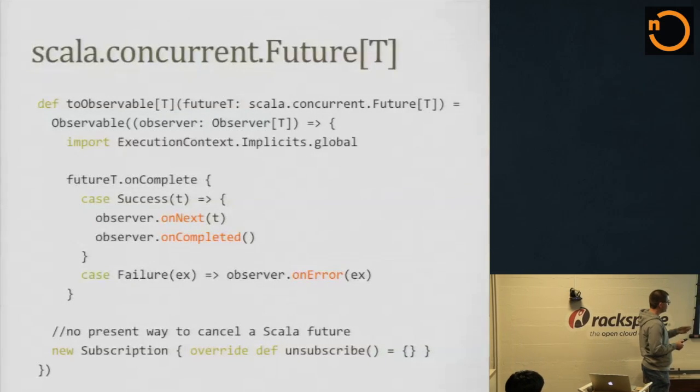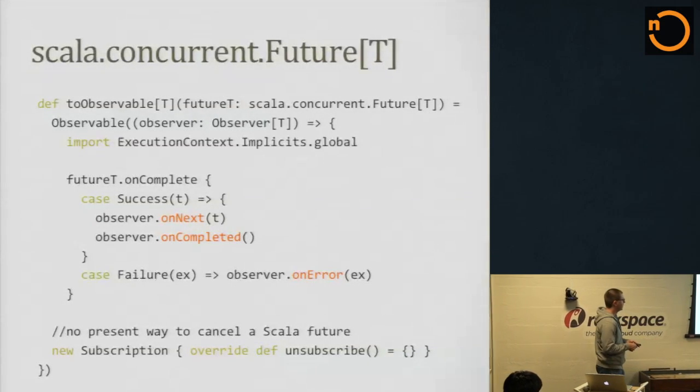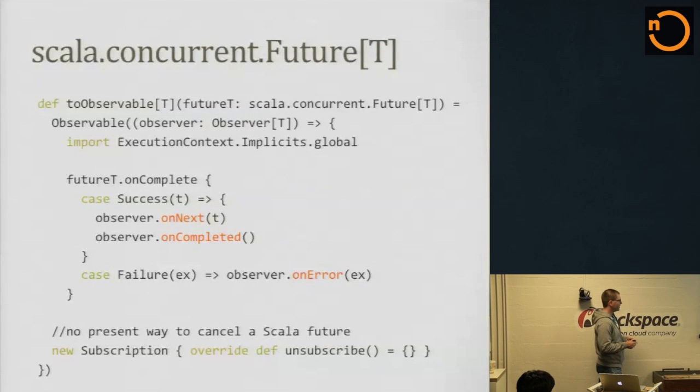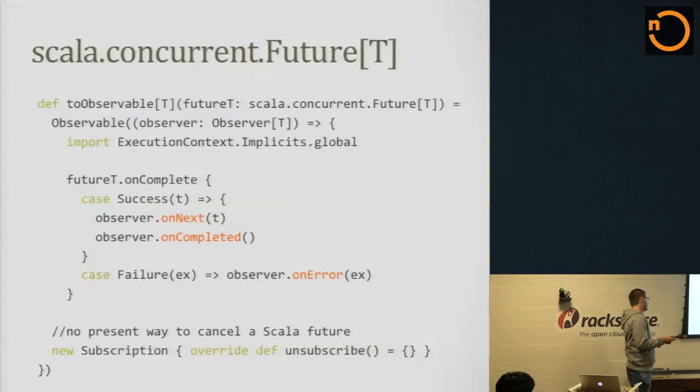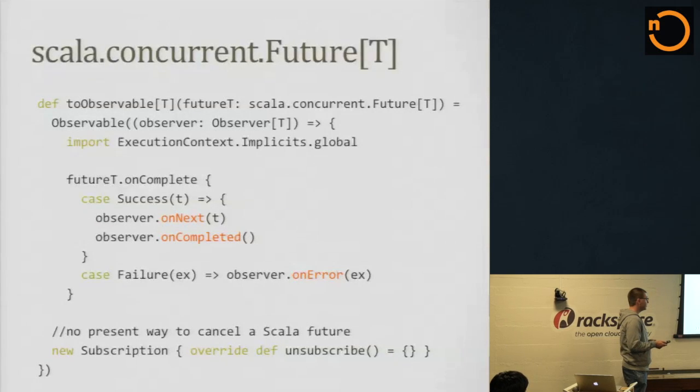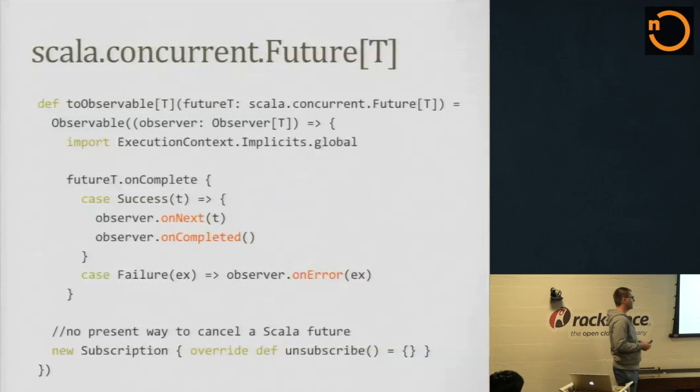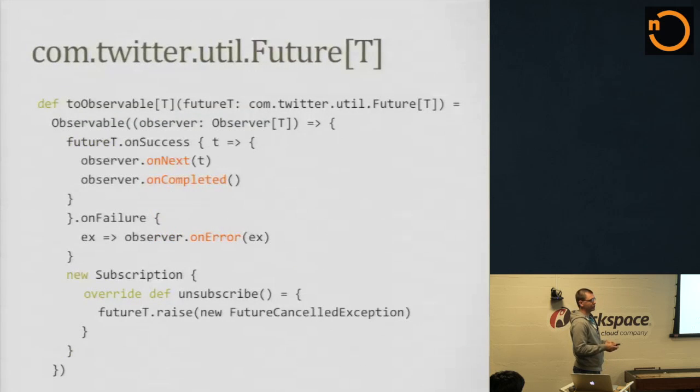So in this case, and this is using the Scala concurrent future, here I'm just importing the global execution context and then using onComplete on the future. In the success case, I call onNext immediately and then onCompleted. In the failure case, onError. Again, a really straightforward, trivial mapping. So you know futures. Now you know how to view a future via the observable lens.